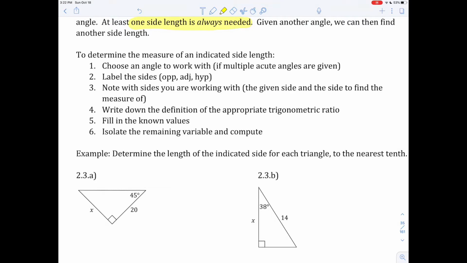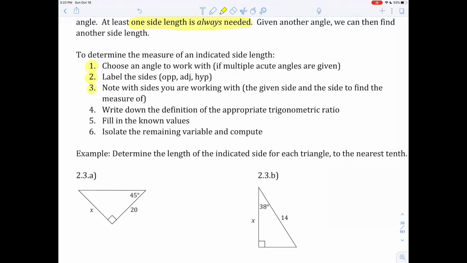Step 1, we're going to just choose an angle to work with. We're always going to be choosing an angle that's not a right angle, so it's any of the 2 acute angles. We're just going to choose one. Step 2, we're going to label the sides according to that angle we've chosen. Which ones are opposite, adjacent, and hypotenuse.